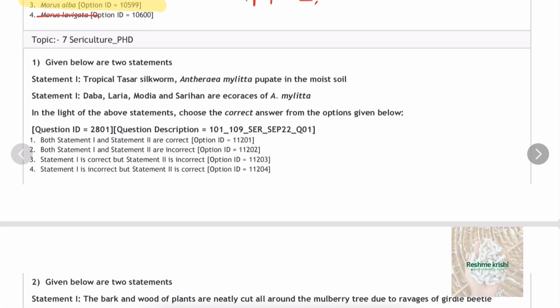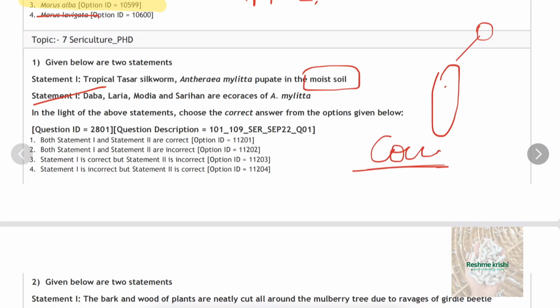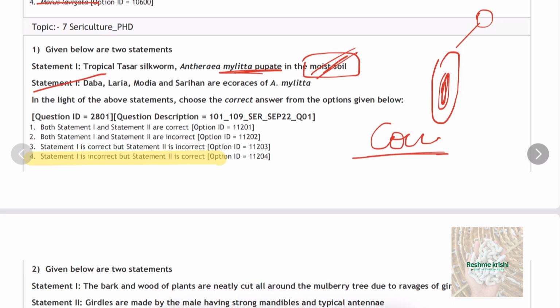Okay. Given below are two statements. Tropical tasar silkworm, Antheraea mylitta, pupates in moist soil. Okay, remember moist soil. Daballaria modi, this statement 2 is correct. It is an ecorace of Antheraea mylitta. This is true. But see the first one, it is very easy. If the tasar is making a cocoon, what is the cocoon for? For pupation, right? Then why would it go to moist soil? It won't. So statement 1 is incorrect, statement 2 is correct, right?